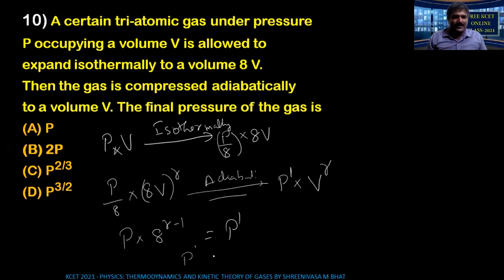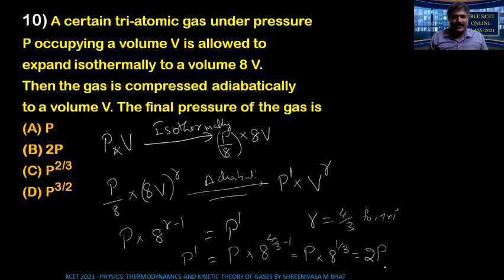So P dash equals P into 8 to the power gamma minus 1. How much is gamma for a triatomic gas? Gamma is 4 by 3 for a triatomic gas. So 4 by 3 minus 1 is 1 by 3. P into 8 power 1 by 3. 8 power 1 by 3 means the cube root of 8, that is 2. So 2P is the answer, that is option B is the correct answer. For question 10, option B is the right answer.